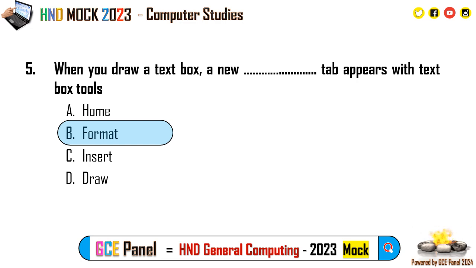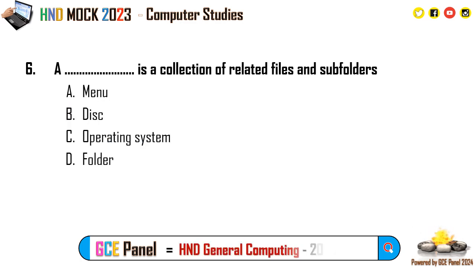Question 6. Dash is a collection of related files and subfolders. So for example, a document you create in Excel is a file, in Word is a file. You can put all of that in a folder, right? And if you put many folders in another folder, those folders comprise what you call subfolders in the main folder. So we put all these in a folder.